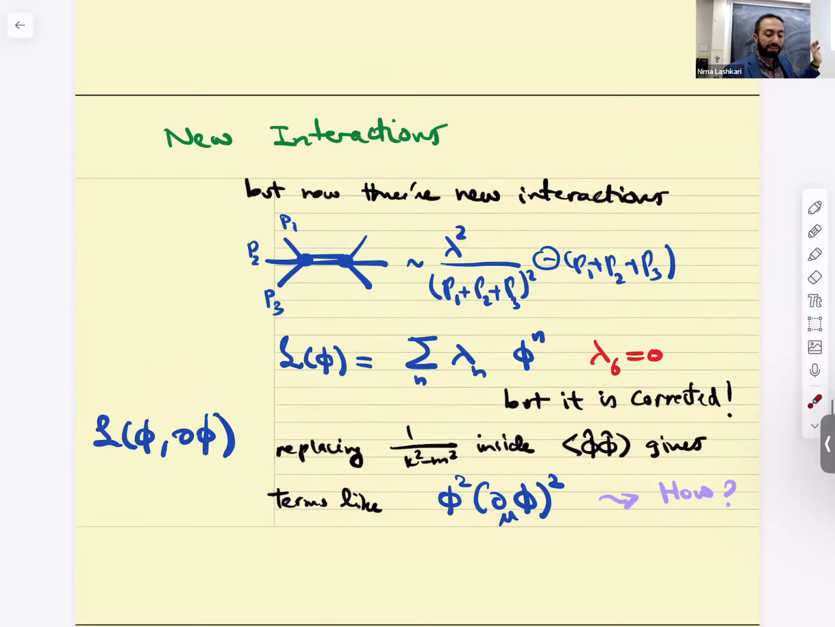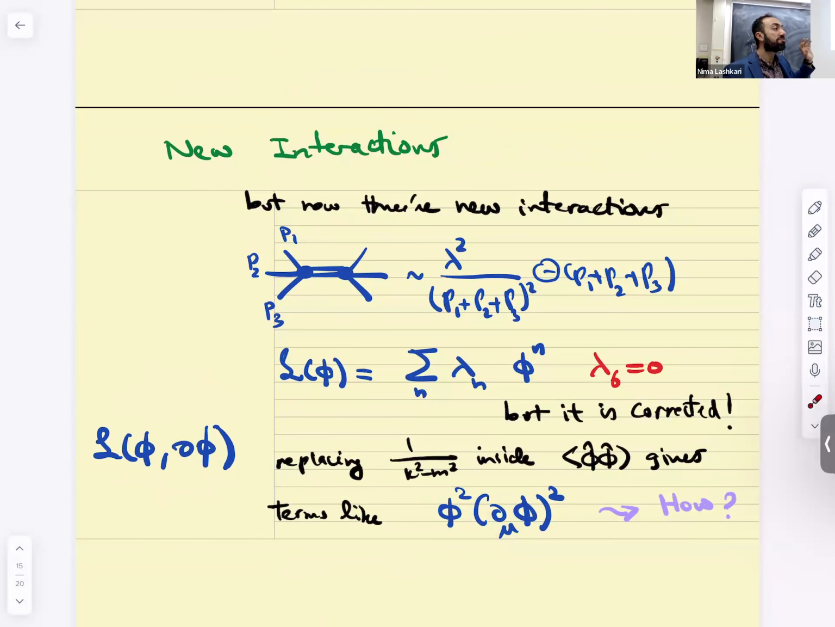Is this point very clear? I want to make this very clear. So interactions are going to get generated in the infrared, always. All sorts of crazy interactions are going to get generated. You have no control over it.